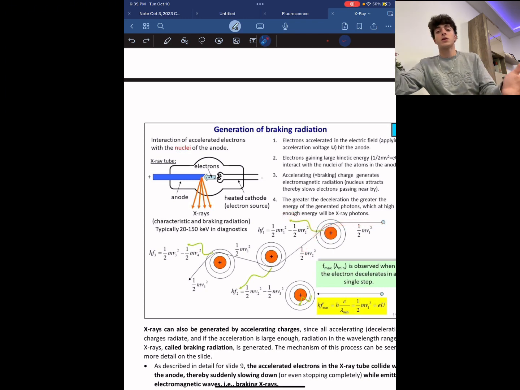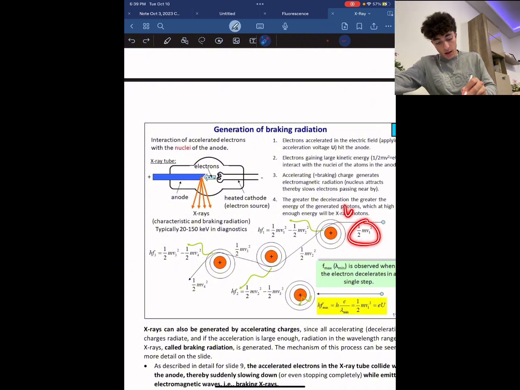Why? The first law of thermodynamics. Energy cannot be created or destroyed. So as this loses energy, something else has to gain energy. So boom. Okay? And the greater the deceleration, the higher the energy of the X-ray photon. That's how it works. Now, one thing I need to mention is, how do we know the formula?